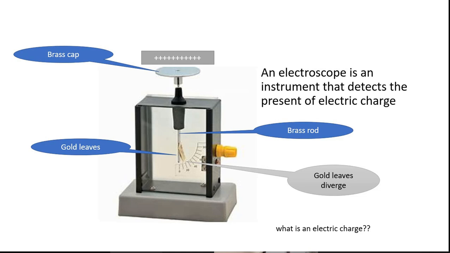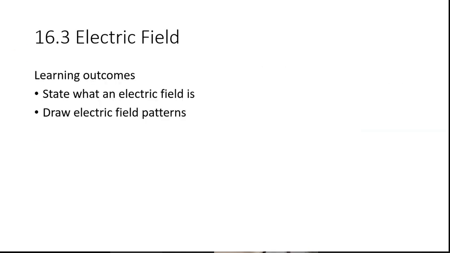Let's learn first about the electric charge and also about the electric field. This is the learning outcome today. At the end of this lesson, you should be able to describe and state what an electric field is, and also you should be able to draw electric field patterns.